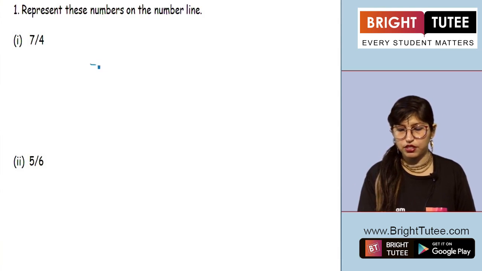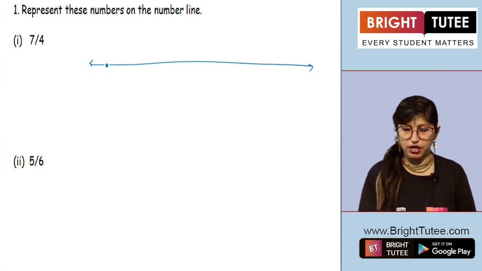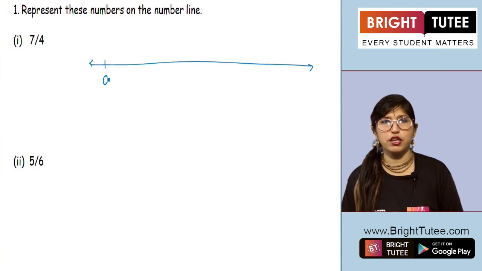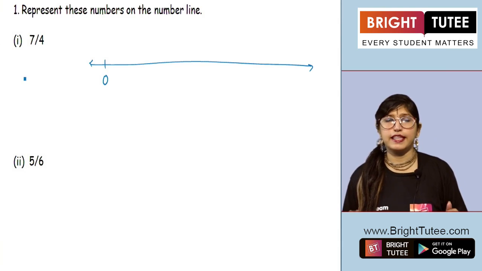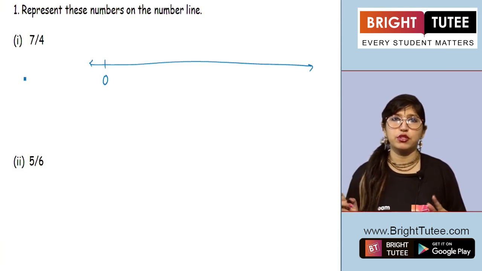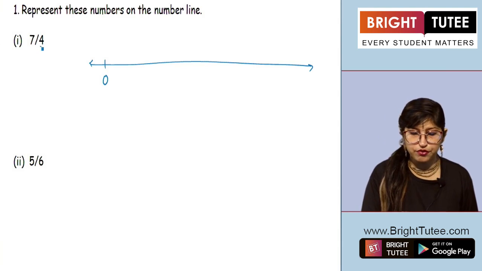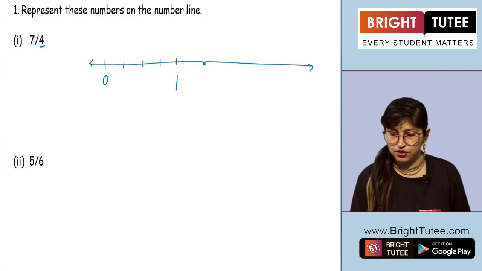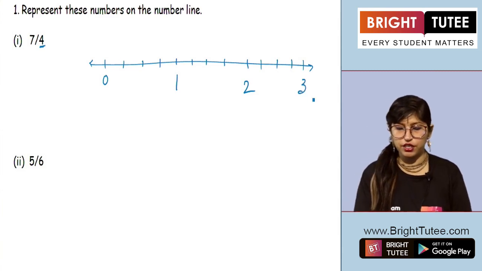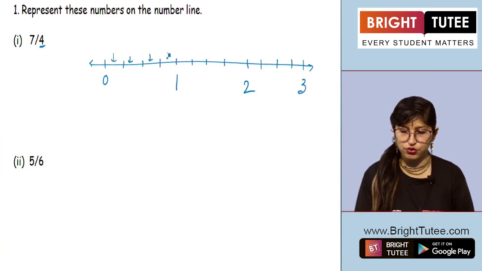My line will not be that straight, but I'll give it a try. We have 0 over here. Now we have 7 upon 4. We are sure that it is not between 0 and 1, it will be more than 1. What do we need to do? We have 4 in the denominator, so we need to divide it into 4 equal parts. So that will be 1, that will be 2, that will be 3. So we've divided it into 4 equal parts: 1, 2, 3 and 4.